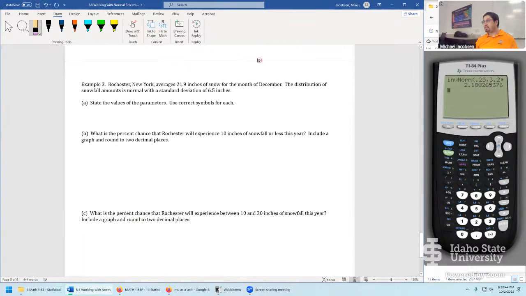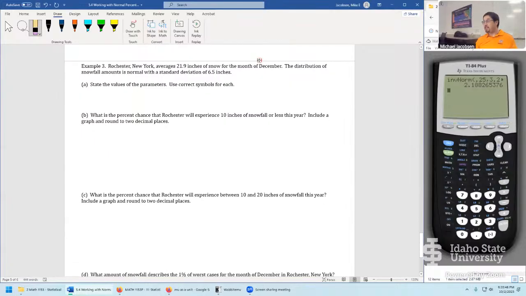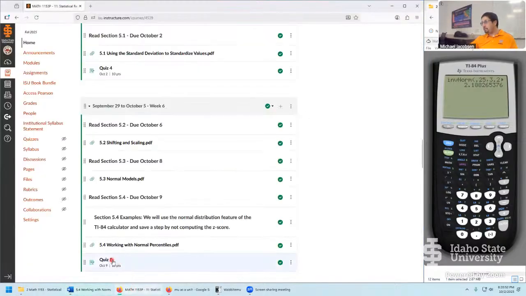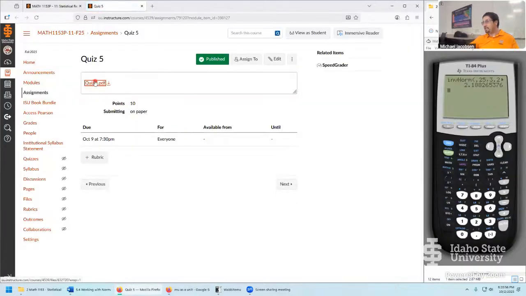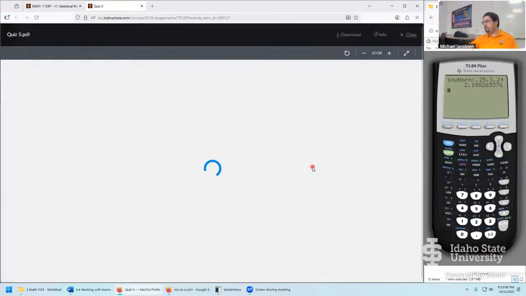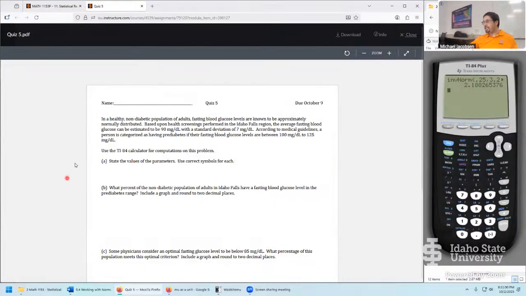So let's try this one more time. This will be our final question for the night. And then our quiz number 5 is going to be similar to these two. Let's take a look at it before we go into the next problem, just kind of a cognitive break. Quiz number 5, I put in a little bit more context to make it interesting and seem meaningful. This one is about being screened for your blood glucose level and possibly being categorized as having pre-diabetes.